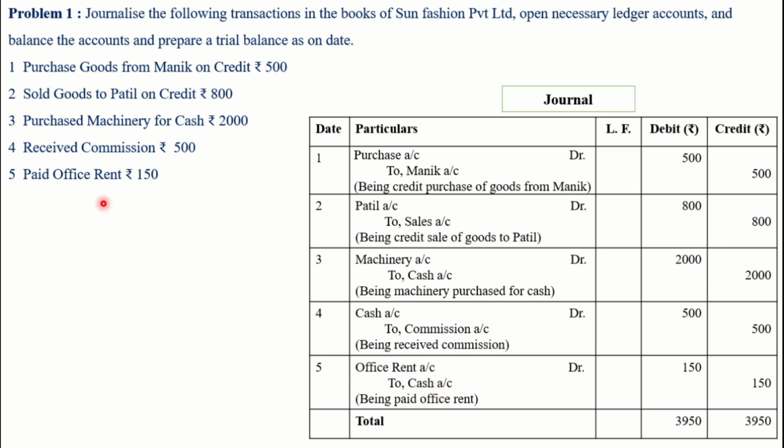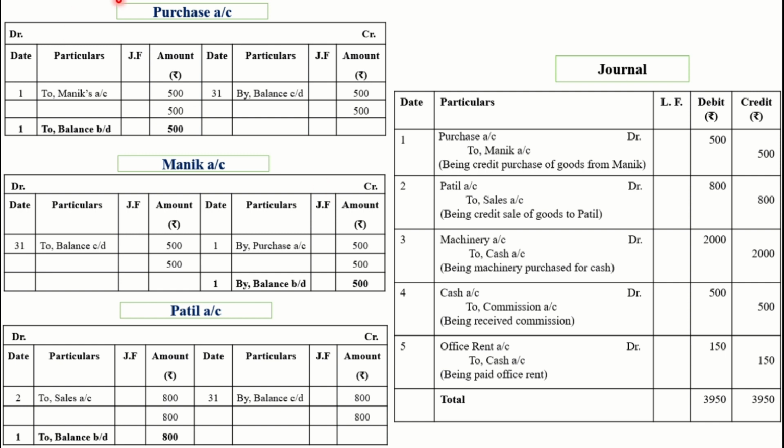Okay. As we have prepared the journal, last step is we have to total debit column as well as credit column. Okay, this is the journal entry of these 5 transactions. Now we have to prepare the ledger for each account. Okay, see, this is the journal which we have prepared previously.